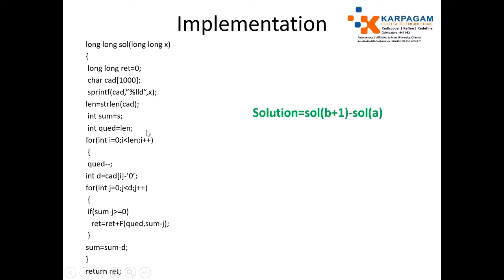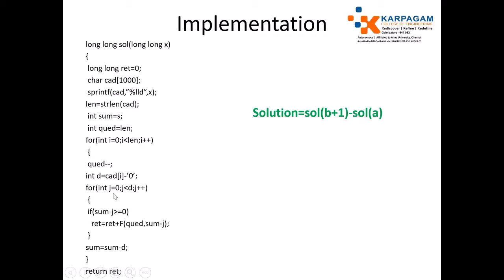Initially, for example, if you have 3 digits, quad will be 3. At every pass, we need to decrement the quad value by 1. Just starting from 0 to length, decrement the quad value by 1. Okay. For crossing 3 digits, we need to pass. Just extract the actual integer values from the character array.